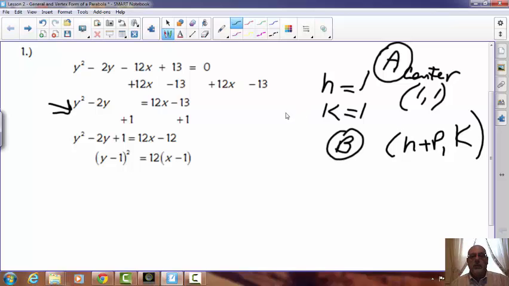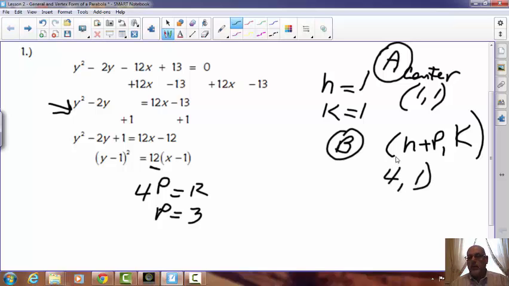So let's figure out what p is. This here is 12, so 4p equals 12. Therefore, p equals 3. So h is 1, 1 plus 3 is 4, comma 1. That's the location of the focus.